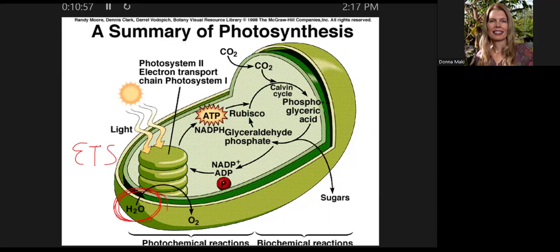I'll show you in a different picture. At the end of the electron transport chain is NADP plus, waiting to get an electron. Once it does, it gets reduced to NADPH. So by the time the electron transport system has run its course, you get NADPH, which is great. That's really good for the microbe. That's a reducing molecule. Now it can participate in the second part of photosynthesis, which is the Calvin cycle.